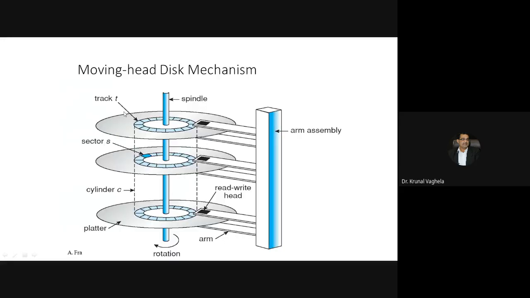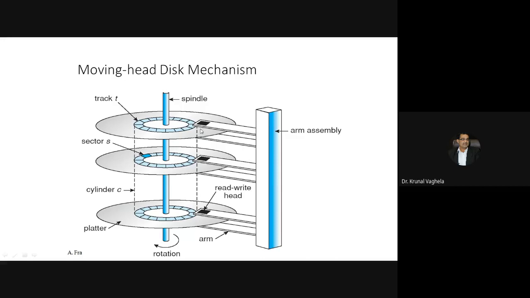Now if the data is here, then this disk has to rotate like this, and this sector needs to be inside this head. Then only this head can read or write. So first, this arm needs to move from here to out, and then the disk will be rotating and the desired sector will be inside the arm. So in short, this is for the track movement. The arm is for track movement.